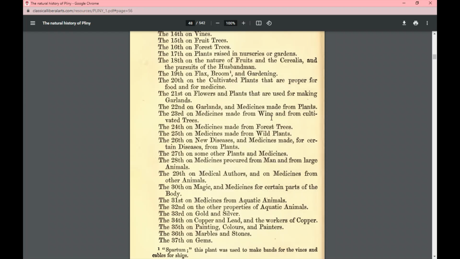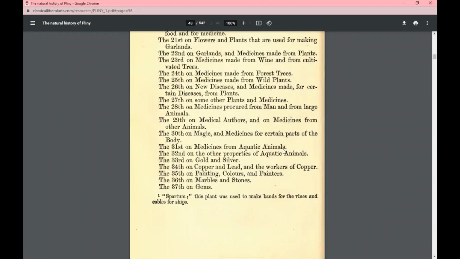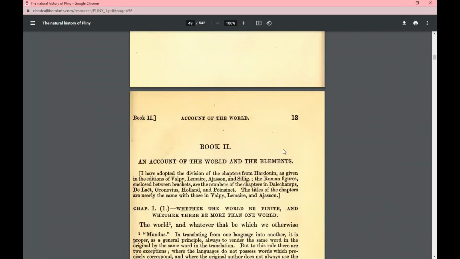Book 33 on gold and silver. Book 34 on copper and lead and workers of copper. Book 35 on painting, colors and painters. In other words, how paint can be made with different colors from nature. Book 36 on marbles and stones, book 37 on gems. And that's the end of book 1.